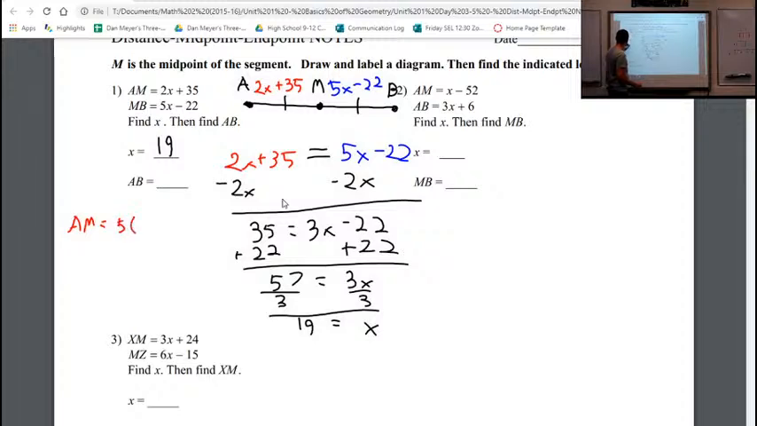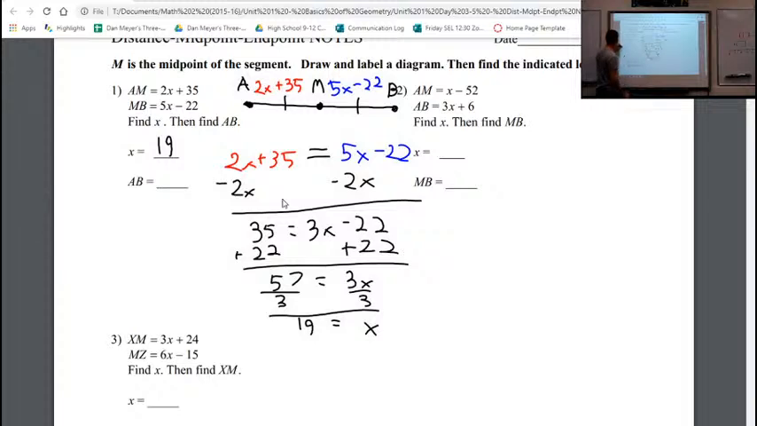5 times 19 minus 22 equals, that's 95 minus 22 is 73. Sorry. I'll edit this out because I did it wrong.